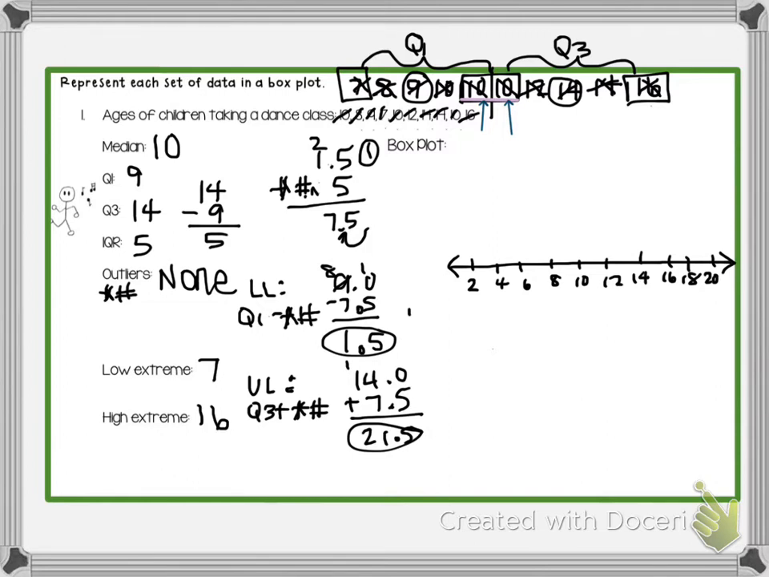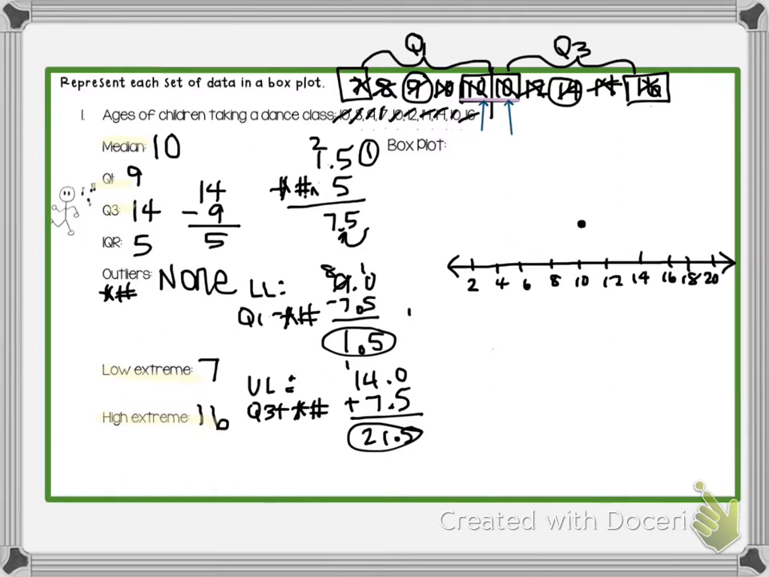So remember, the median, Q1, Q3, and low extreme and high extreme are what we use for our dots on the number line. Our median number was 10. So I'm going to place a dot above 10. Remember to place it high so that your box doesn't touch the number line.